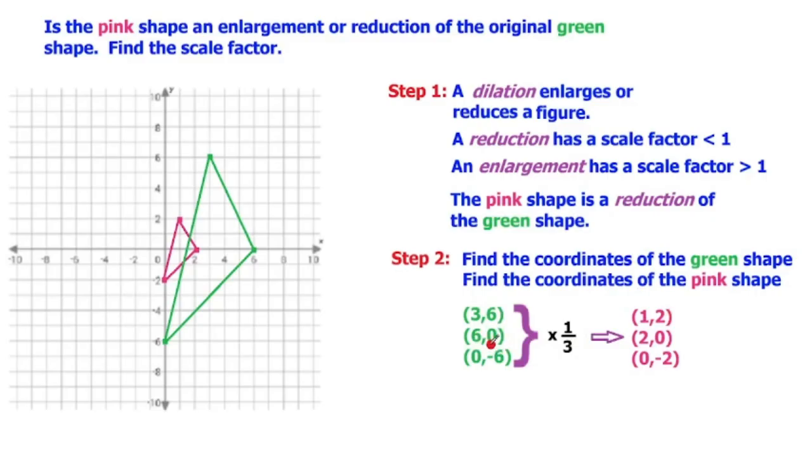Similarly, for 6, 0, 6 over 3 gives us 2, 0. Then for this point, it's 0, -2. So -6 divided by 3 is -2. So now we could see that the scale factor is 1/3. And we know that it's a reduction because this little triangle is smaller than the original green triangle. And that's all there is to that problem.